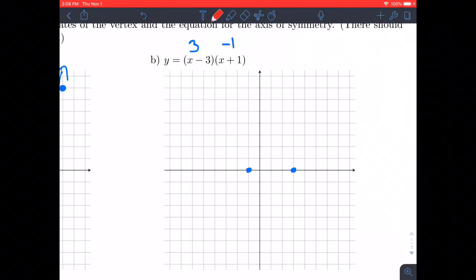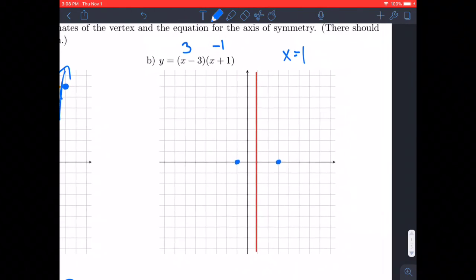And our axis of symmetry is right in the middle of those. So those are 4 apart. Right? So from there to there is 4. So our axis of symmetry is right in the middle of that. So our axis of symmetry is at 1. So x equals 1 is our axis of symmetry.